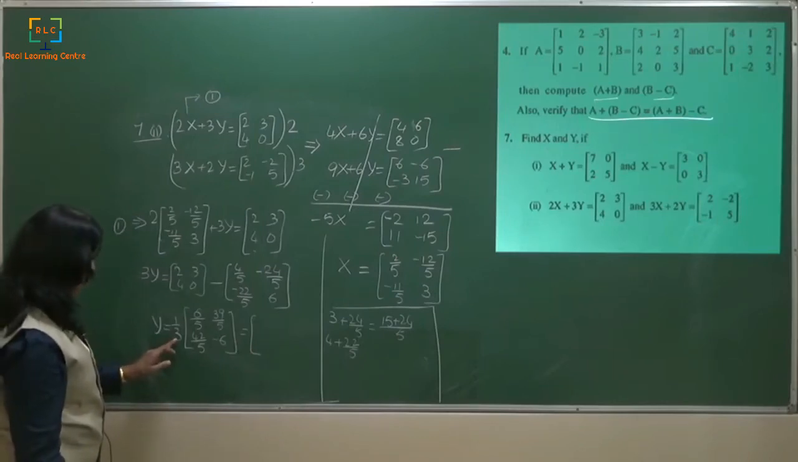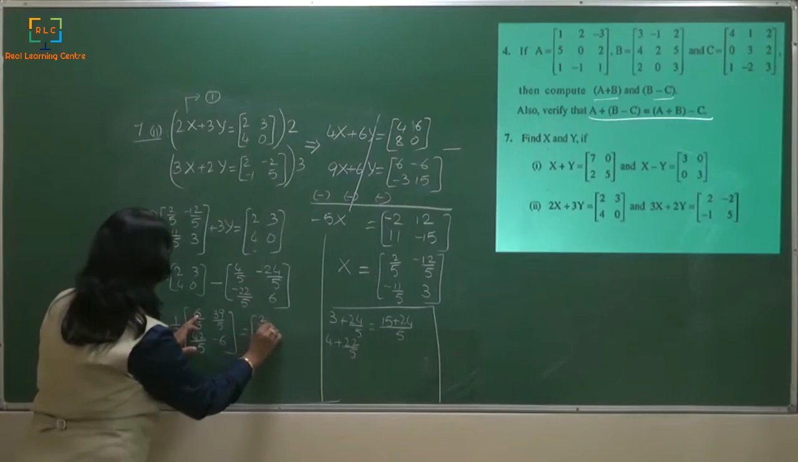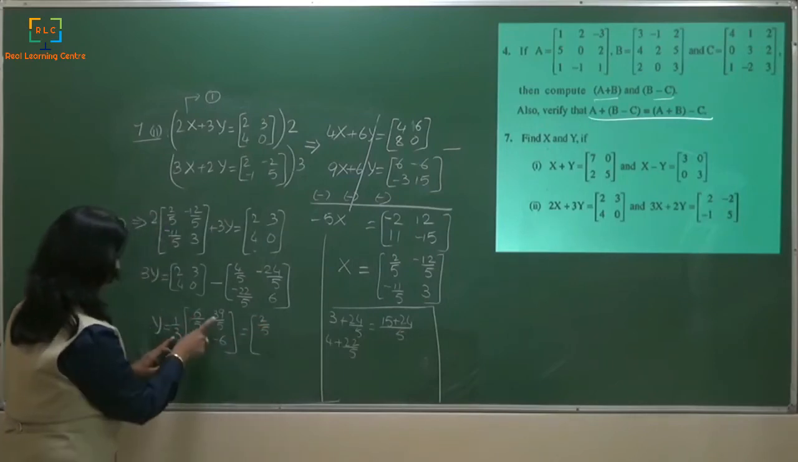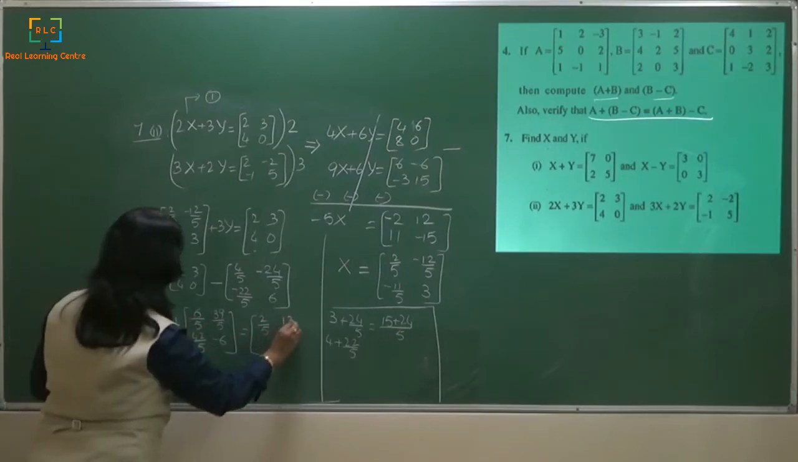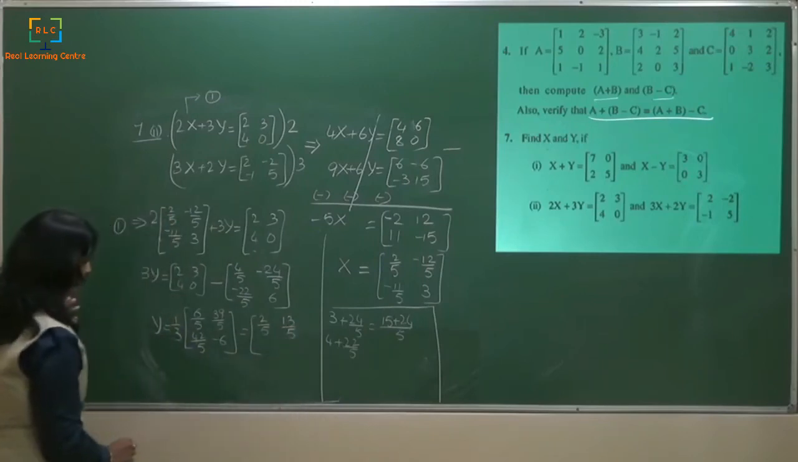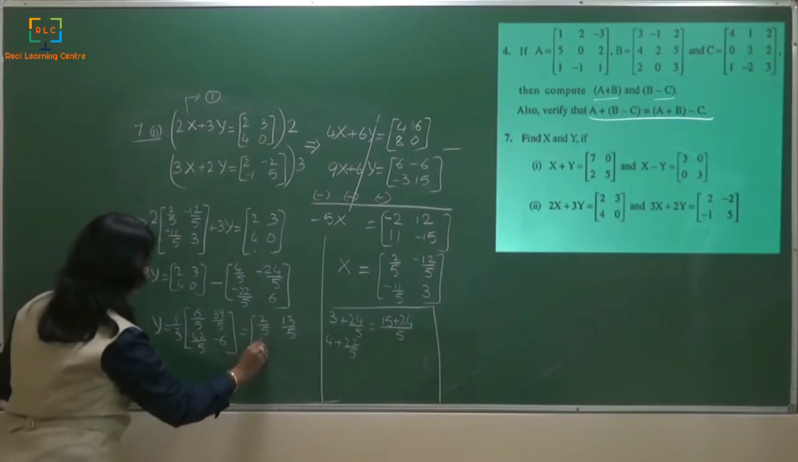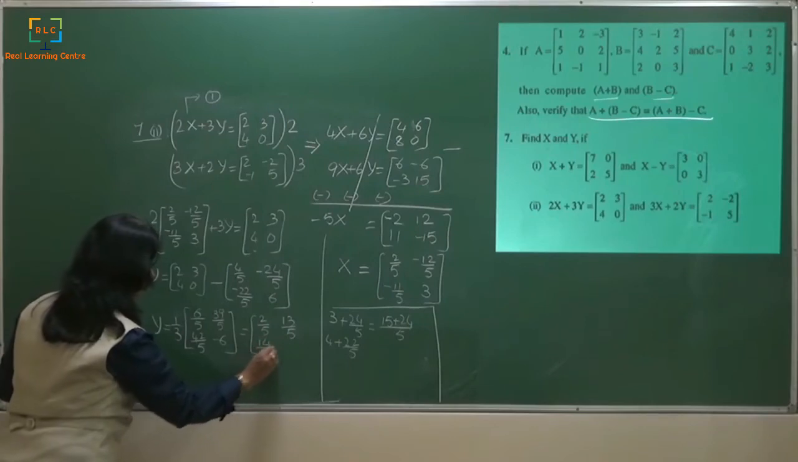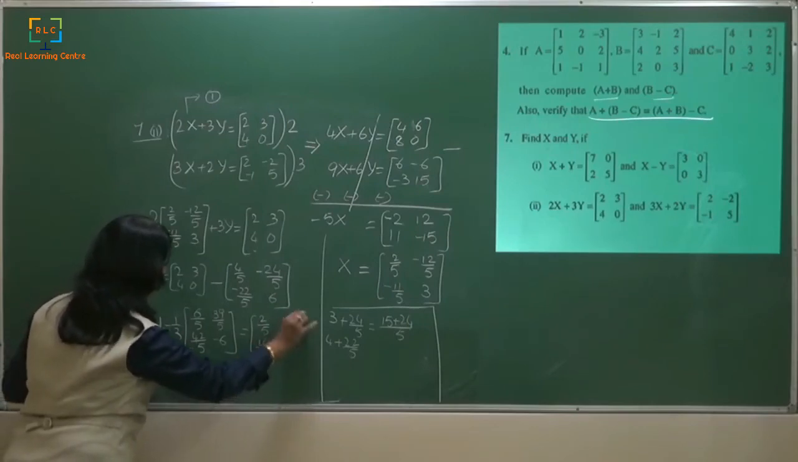When I divide by 3, 3 1s are 3, 3 2s are 6 will go here. So 2 by 5. And then 3 1s are 3, 3 3s are 9 will go. So you get 13 by 5. And then here, this is 14, 3 14s are 42. So 14 by 5, and this is minus 2 after I have divided.